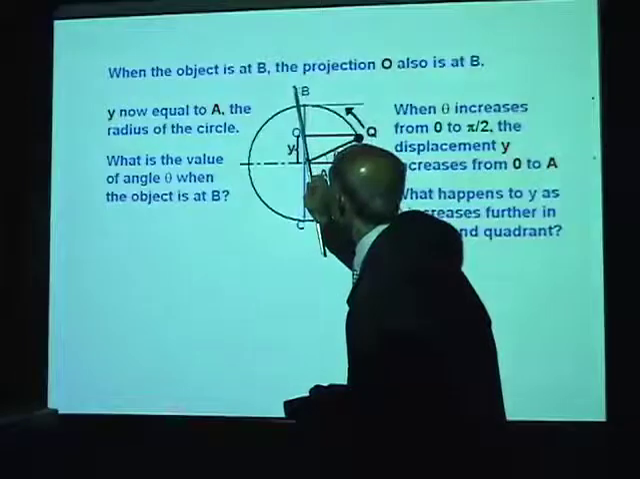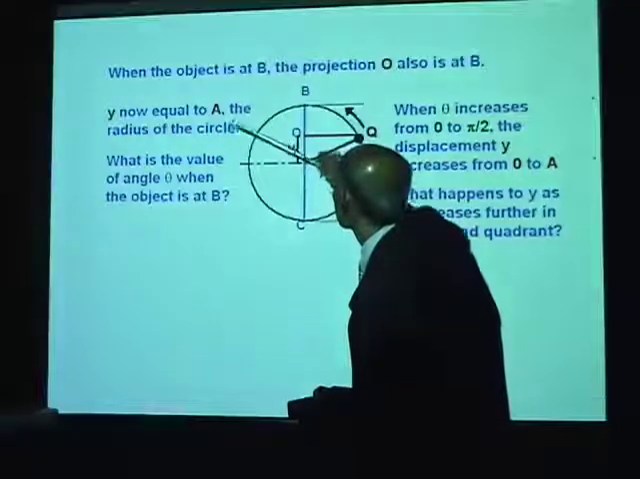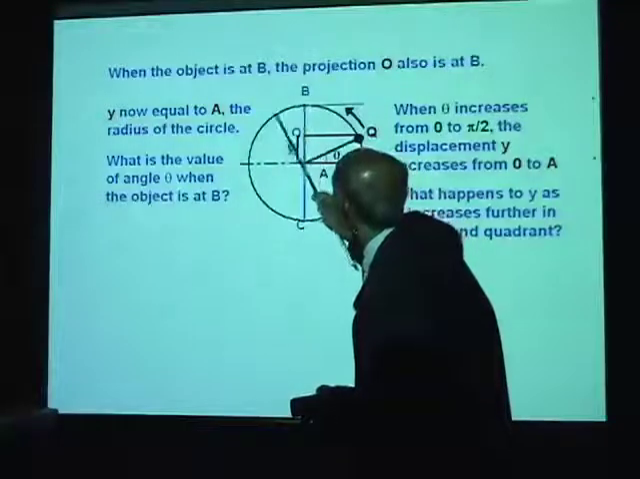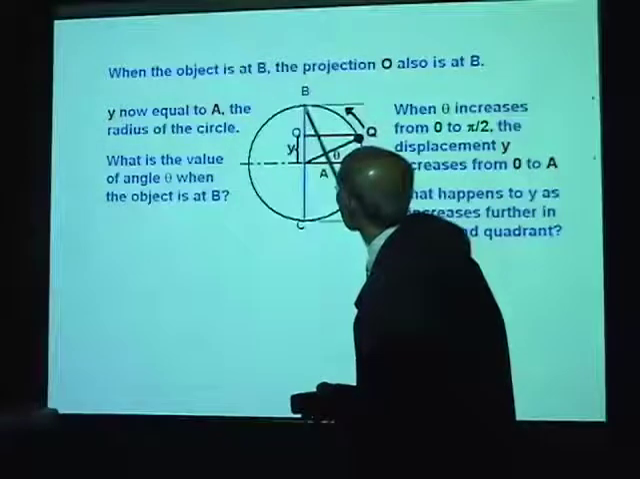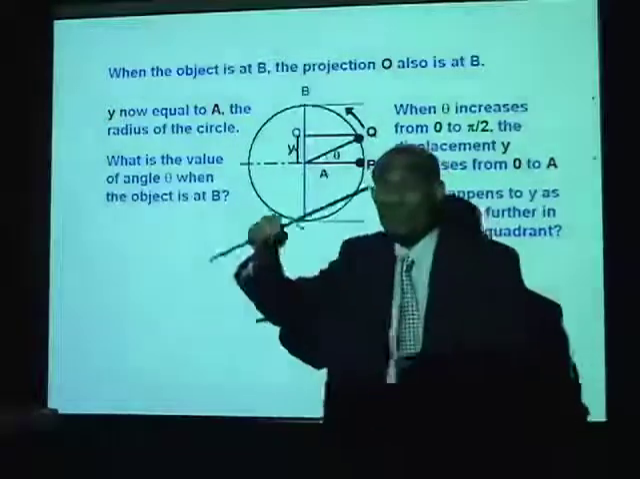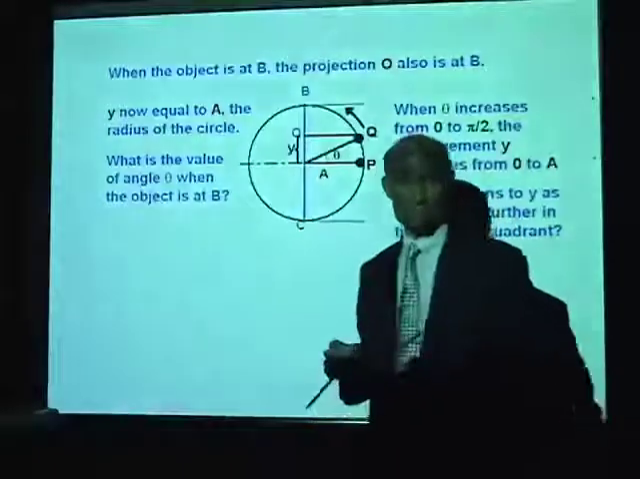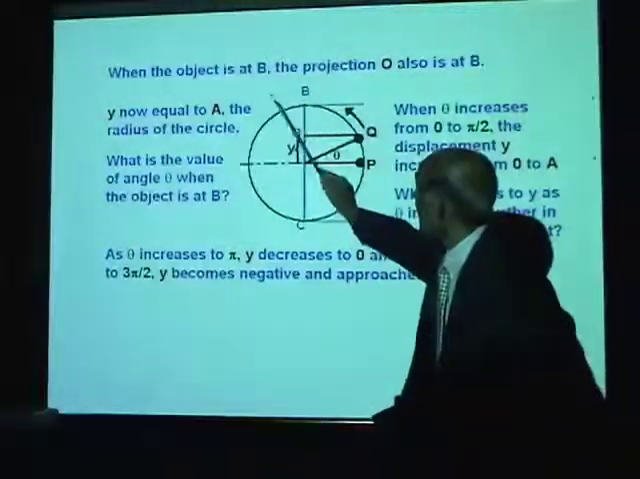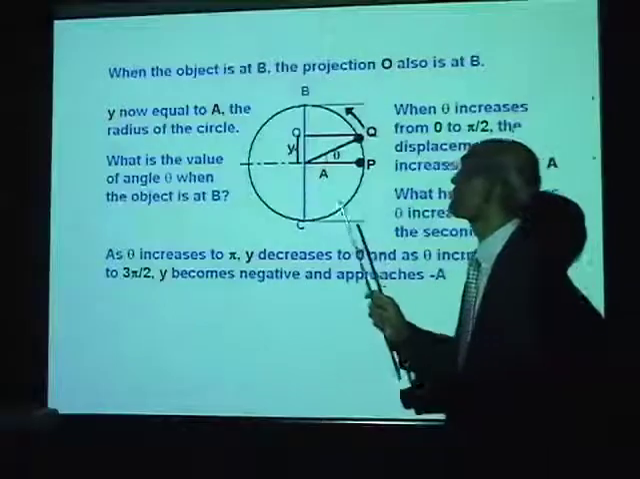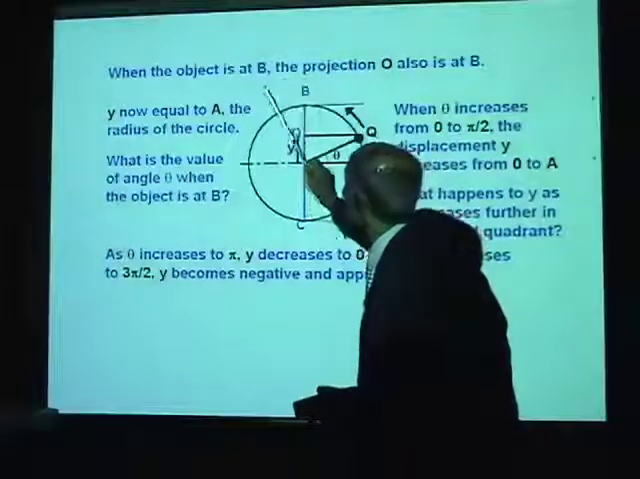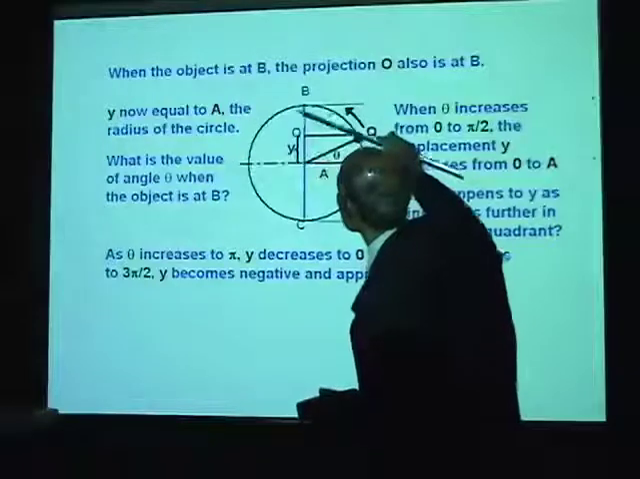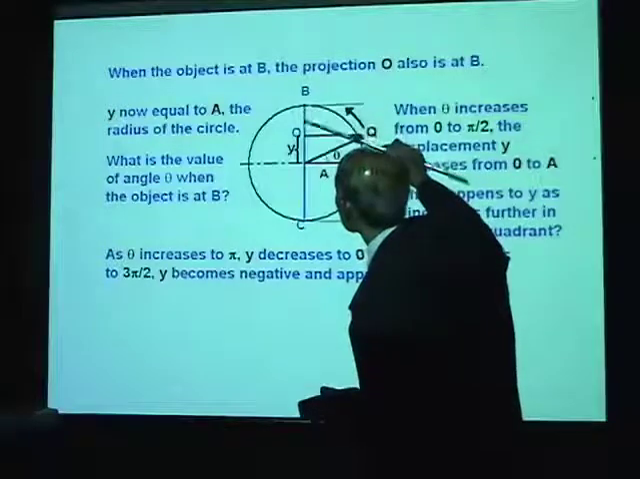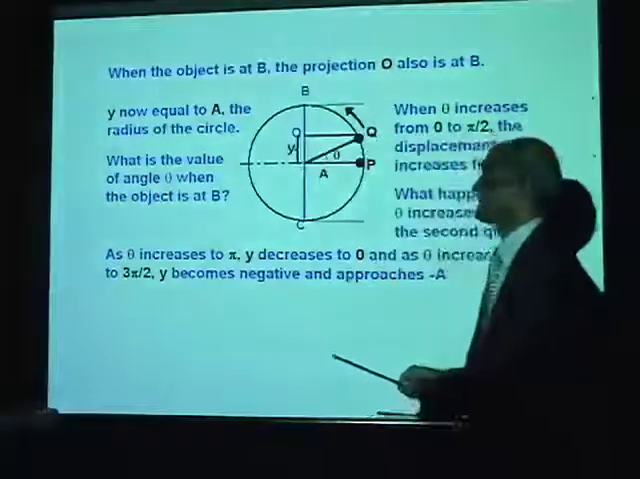Now tell me, what happens to y as theta further increases to the second quadrant? What happens as theta increases from pi by 2 to pi? That means the object is now moving from B and continues to move. What will happen to O? O will come down. It means y will decrease. Is that right? That's right. So, as theta increases to pi, y decreases from A to 0 gradually.